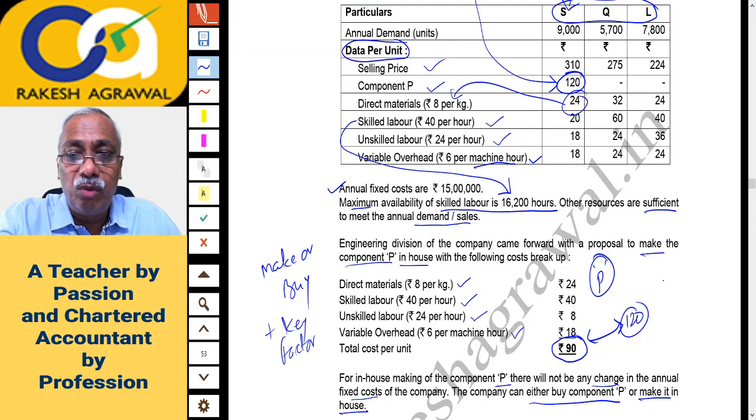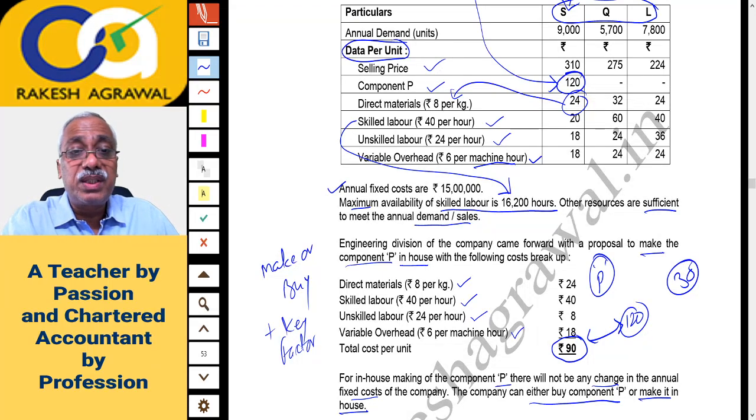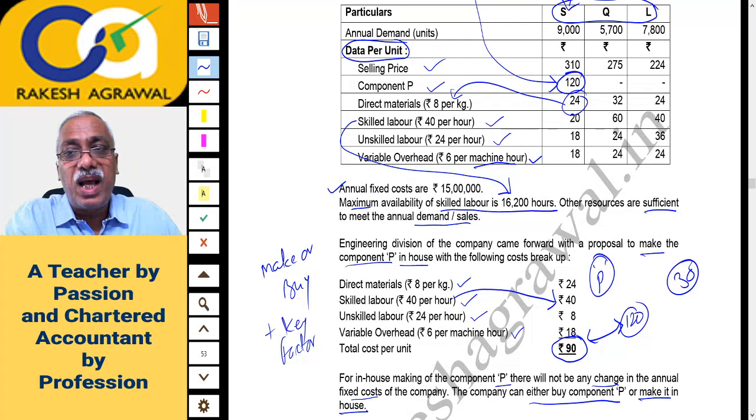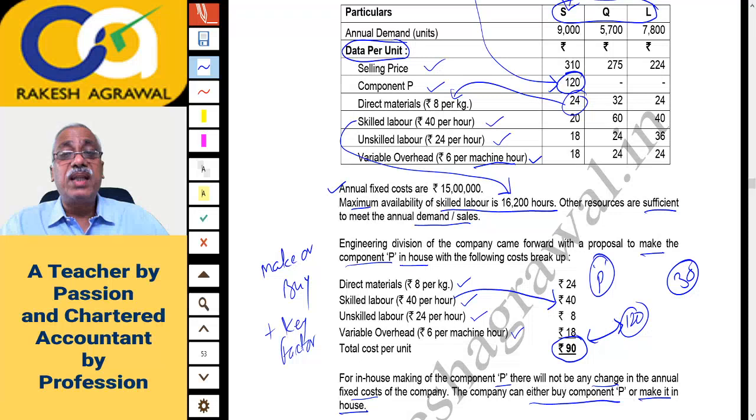This is purchase cost 120 and manufacturing cost is 90. So you can save how much? 30 rupees. But to save 30 rupees, how much skilled labor you have to use? See, skilled labor at the rate of 40 per hour is rupees 40, means you are using only 1 hour. So in 1 hour you can save 30 rupees. Is that okay? In 1 hour you can save 30 rupees. Now that is saving on P is 30, and on manufacture of S, Q, L, how much contribution you earn per hour of skilled labor, that we have to check.